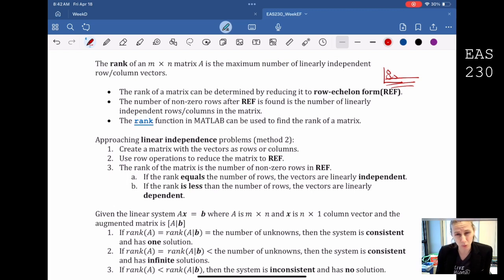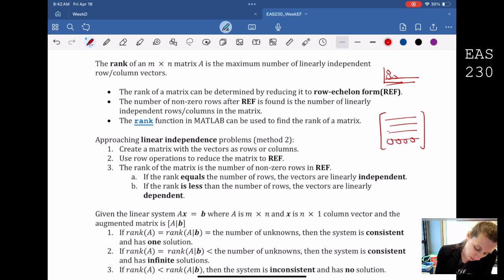And we saw this when we were solving systems of equations with Gauss elimination. So the number of non-zero rows that we have after REF is found is the number of linearly independent rows or columns, doesn't matter, in the matrix. So if I have a matrix set up like this, and when I get to REF, these ones go to 0 and these ones go to 0, then I only have 2 linearly independent vectors. And that's how that works.